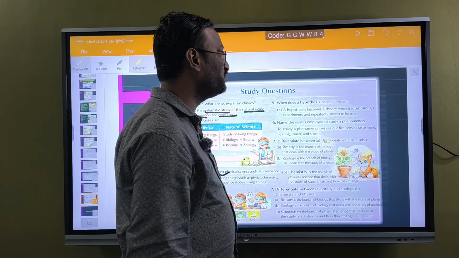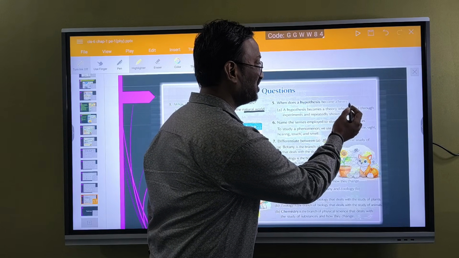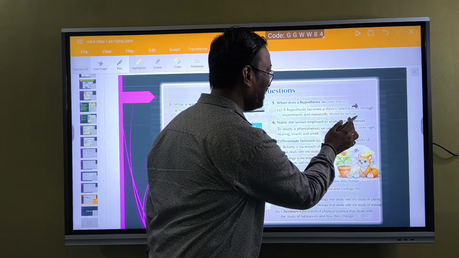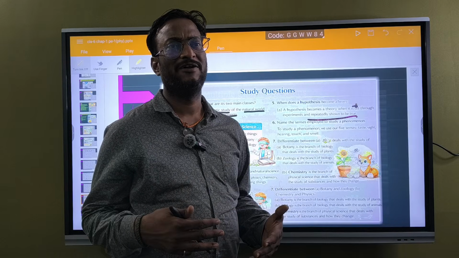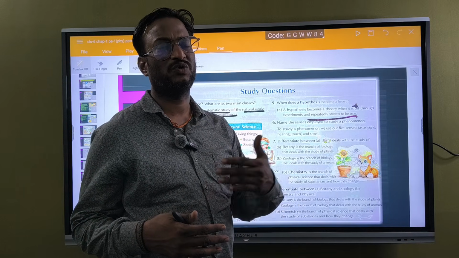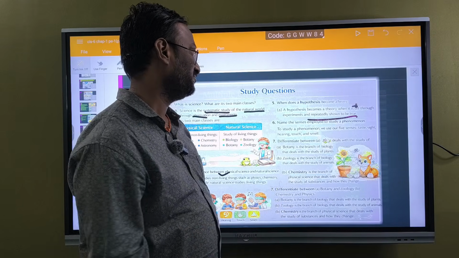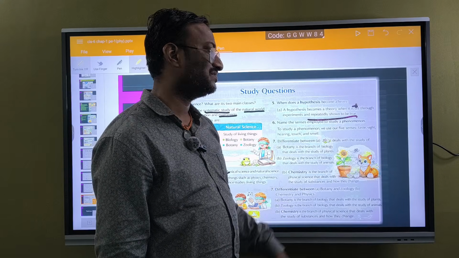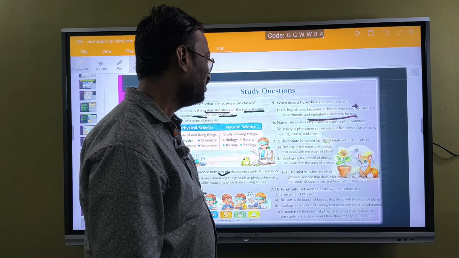When does a hypothesis become theory? A hypothesis becomes theory when it is tested through experiments and repeatedly shown to be true. We have to do several experiments, and all the experiments should show it is correct. Then it is said to be theory. Name the senses employed to study. We already discussed this. The five sense organs, so you can read it easily.